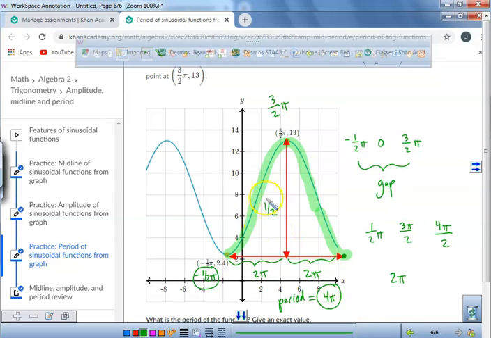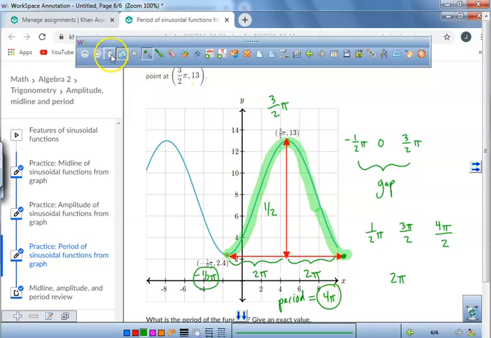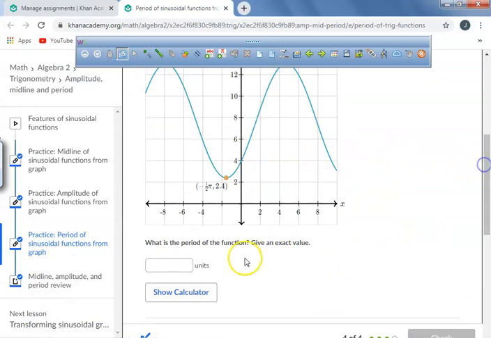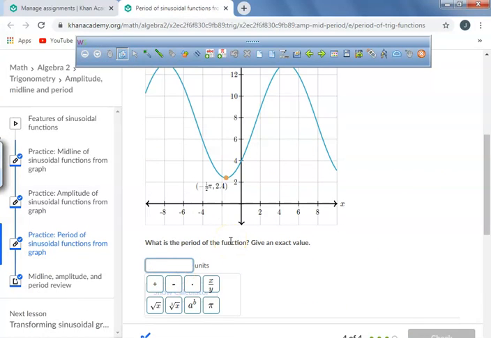So I've gone half of the way there, and half of the way there was 2 pi, so I just doubled it, and now I know my period is 4 pi. So this is where you've got to be careful. You literally have to type in a 4, and you actually have to type in a pi. Don't forget the pi, and ice cream as well.